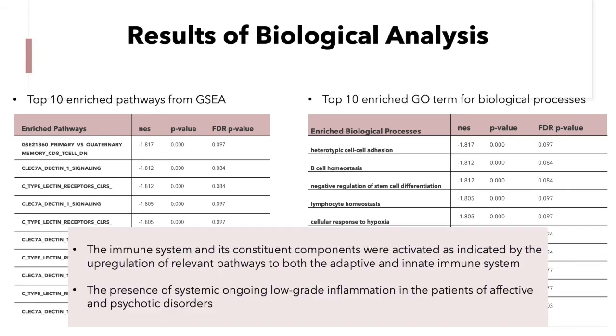From these enriched pathways, it is observed that the immune system and its constituent components were activated, as indicated by the upregulation of relevant pathways to both the adaptive and innate immune system. It also corresponds to the presence of systemic ongoing low-grade inflammation in the patients of affective and psychotic disorders. It confirms that the bipolar disorder patients, especially those treated with lithium, have activated or dysregulated biological pathways, which point to the pathophysiology of BD and mechanism of potential alleviation and therapy.